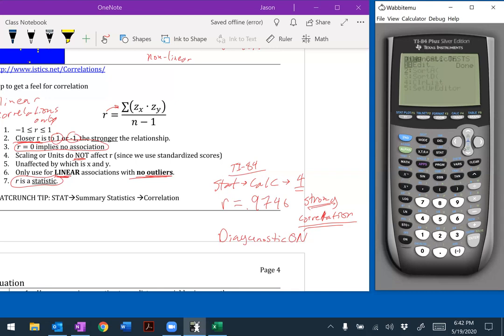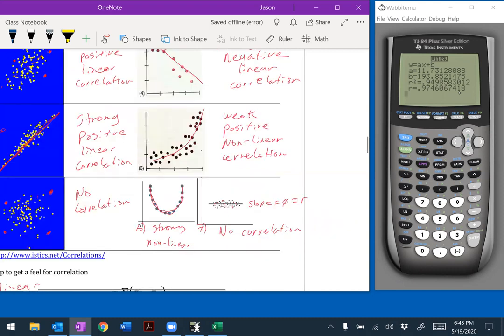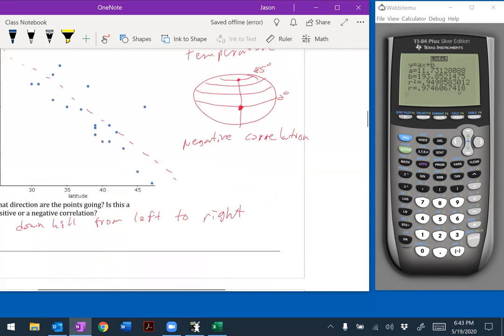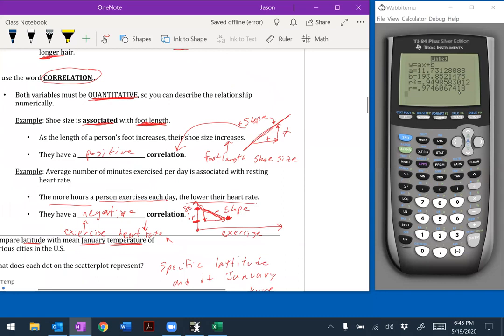So when you go back in and you do stat calc 4, you just hit enter. You just enter it all the way. It should come up with that correlation coefficient. Okay, it's called the correlation coefficient, or your R value. It should come up with that value. And so we saw that the R was very strong for the data that we were given.